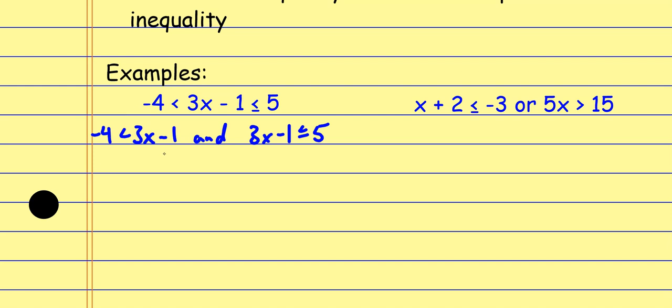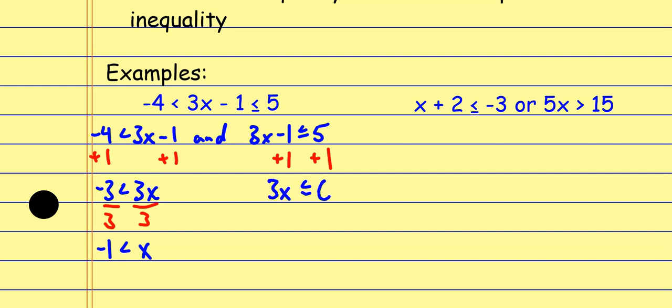So this first one, to solve, I work backwards through the operations, undoing them as I go. So I'm going to add the 1 to each side, because that's how I get rid of subtracting a 1. And now to undo multiplying by a 3, I'm going to divide by a 3. So here I get a -1. I still have the less than symbol, and it's an x. And I'm not going to bother rewriting that. I'm going to leave it the way it is. Over here, I'm going to go ahead and add the 1 to each side. That's how I undo subtracting 1. Then I'm going to undo multiplying by the 3 by dividing by 3.